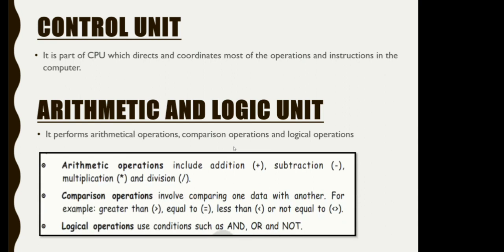So what are arithmetic operations? Arithmetic operations include operations like addition, subtraction, multiplication and division. Next one is comparison operations. They involve comparing one data with another. For example, greater than, equal to, less than or not equal to. All these are comparison operations. Third one is logical operations. It uses conditions such as and, or, not.